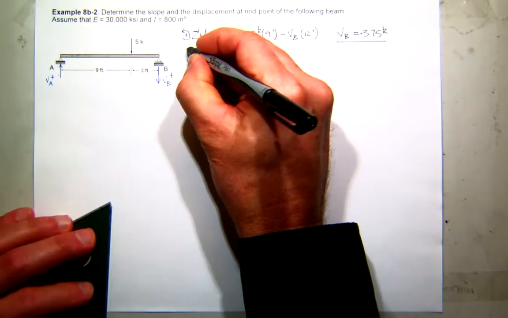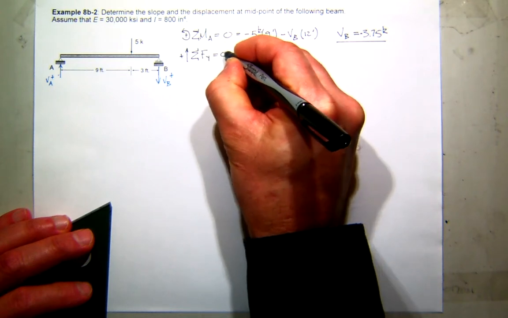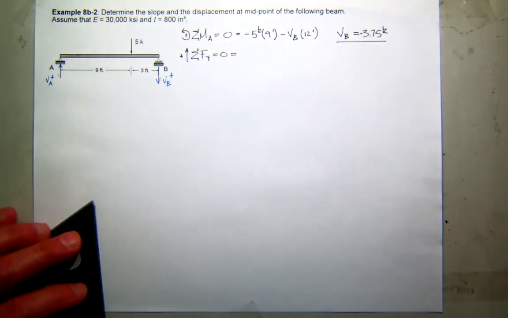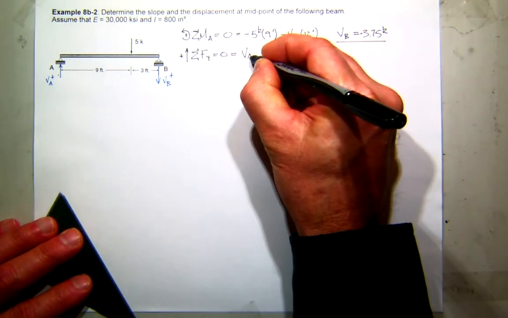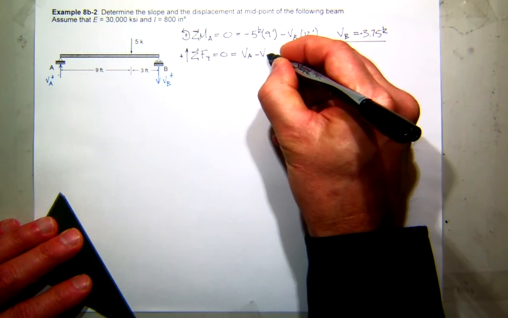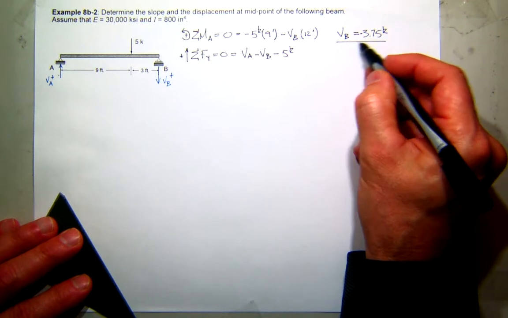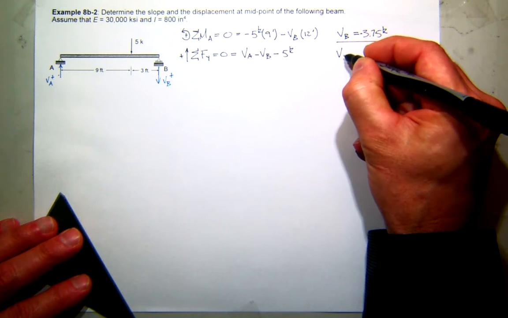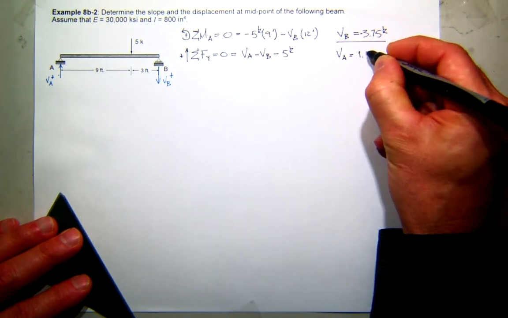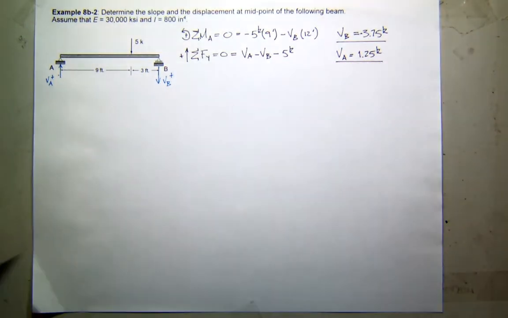And then if I sum my forces in the y direction, to make sure they're in equilibrium, I should be able to solve for A_y. I'm assuming up is positive, so my shear force at A is up. My shear force at B is down, and my load is down. So plugging my minus 3.75 in here for B, minus minus cancels, makes it positive. It looks like my shear at A would be 1.25 kips, positive. Okay? Any questions about that?